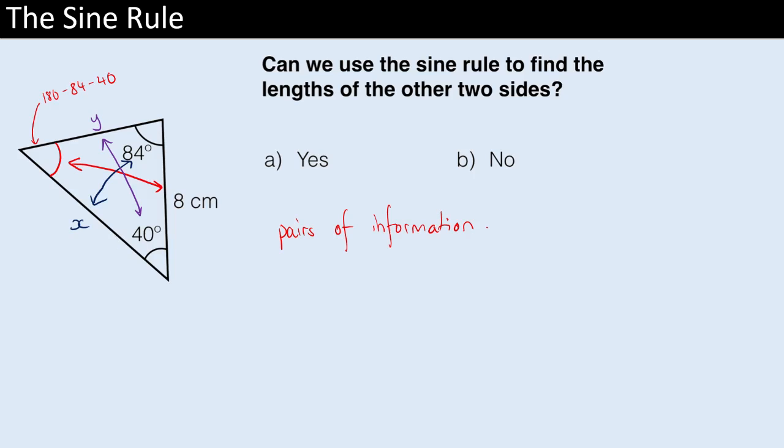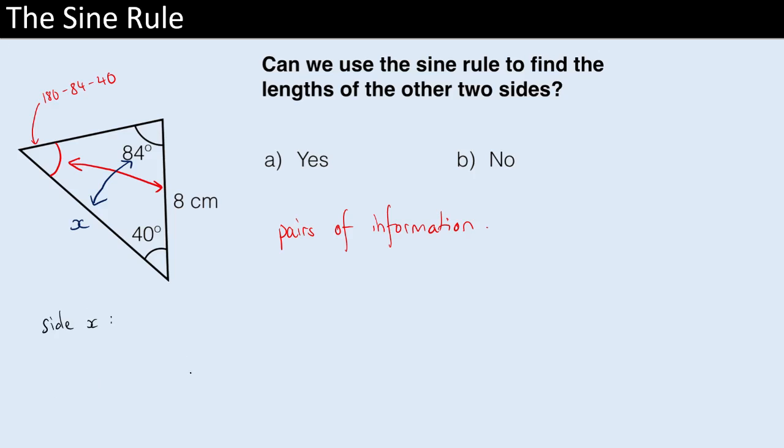Okay? So just for a case and example, let's say that we wanted to find out what x was. Okay? So I had these pairs of information. I was trying to find out what is the side x.